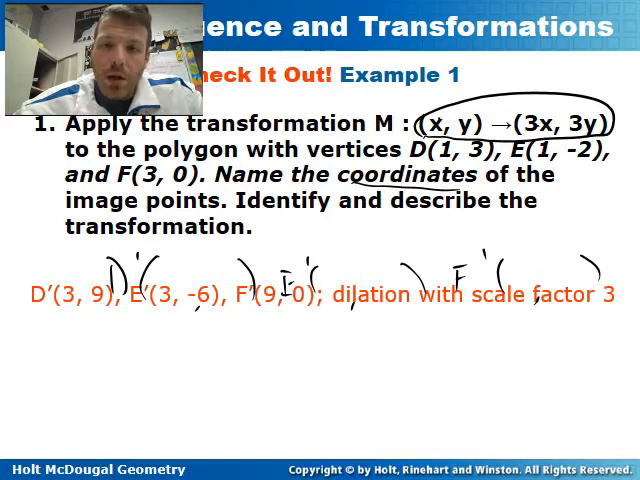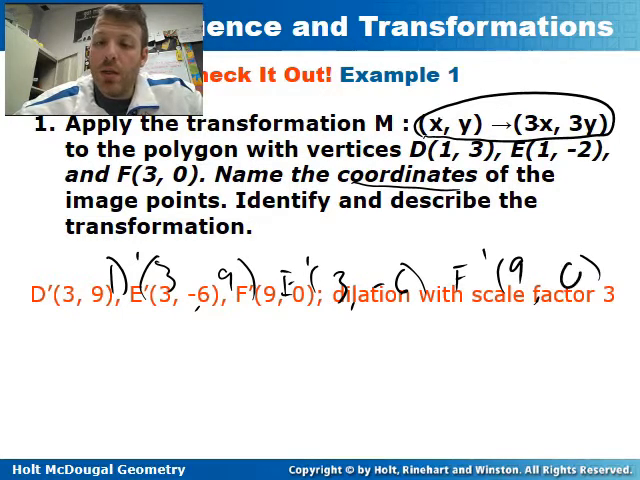So if I take 1 times 3, I get 3. If I take 3 times 3, I get 9. Again, here, 1 times 3 is 3. Negative 2 times 3 is negative 6. And finally, 3 times 3 is 9, and 0 times 3 is 0.